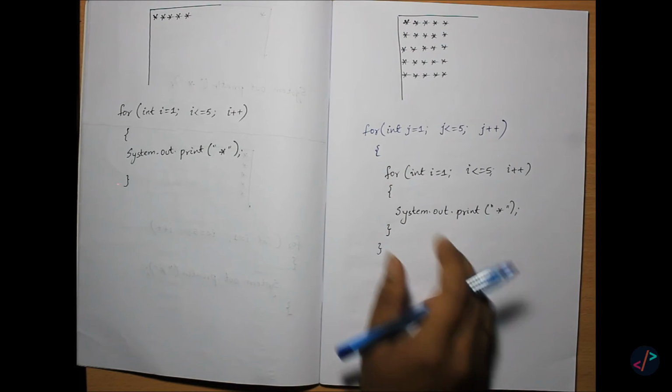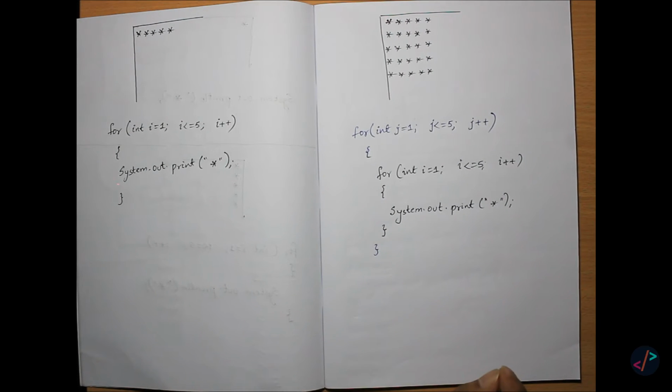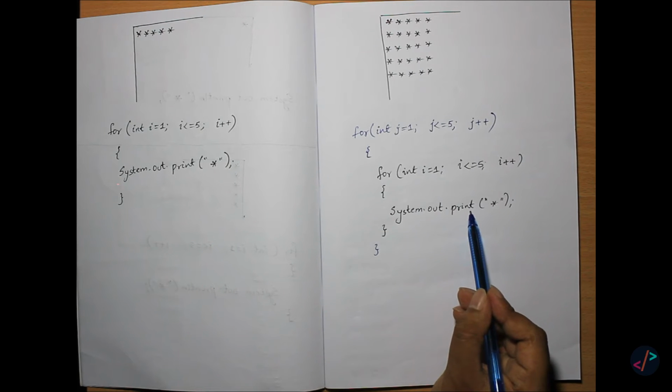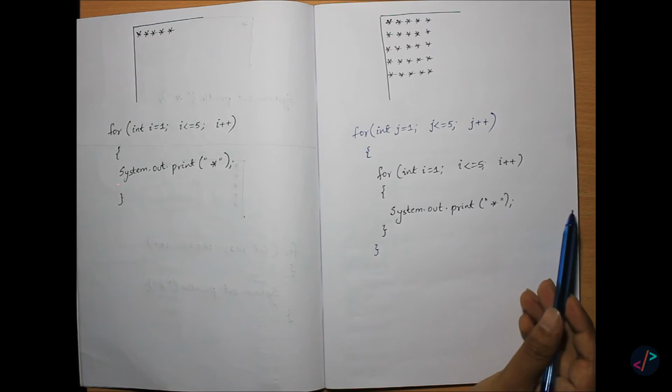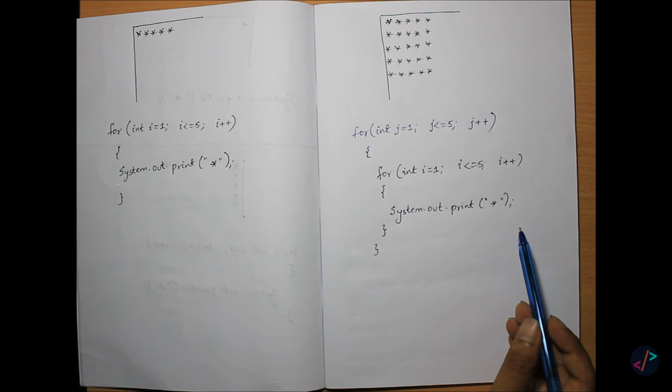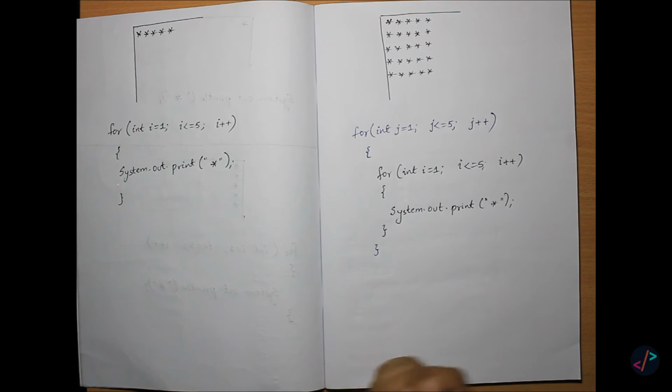If you write this much, will it work? Yes, it will work, but there is one small flaw in this. What is that, if you ask me? Since you have told print, all the 25 stars will come one beside the other. So after you print 5 stars, you have to bring the cursor to the next line. If you want to bring the cursor to the next line, you have to use System.out.println.